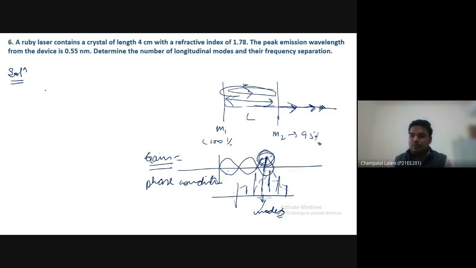To calculate the number of modes of the laser, the formula is M equal to 2nL by lambda. The derivation of this formula has been done in the NPTEL video, so I am not doing the derivation here. Here n is the refractive index, L is the length of the cavity, and lambda is the wavelength. The wavelength given here is 0.55, the length is 4 centimeter, and the refractive index is 1.78. If you put all these values here, you will get the number of modes. Has anyone got the number of modes?